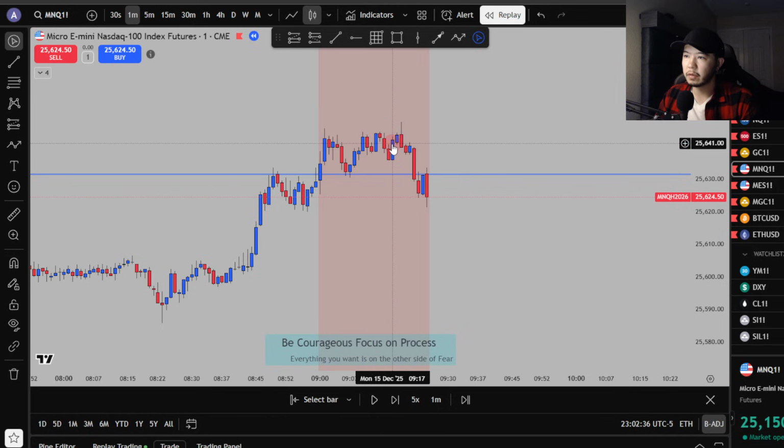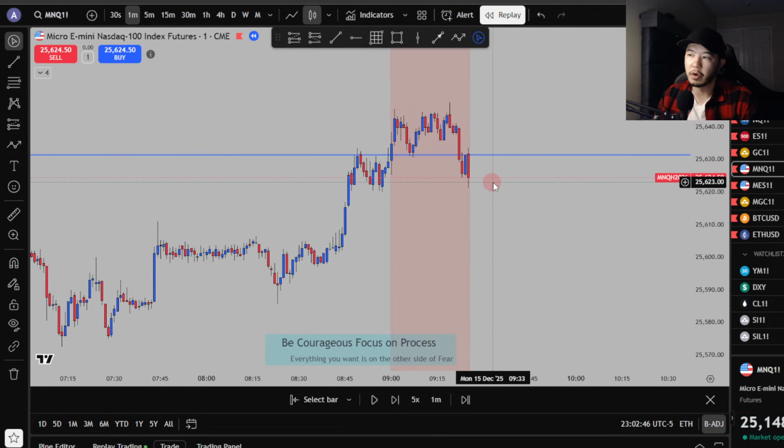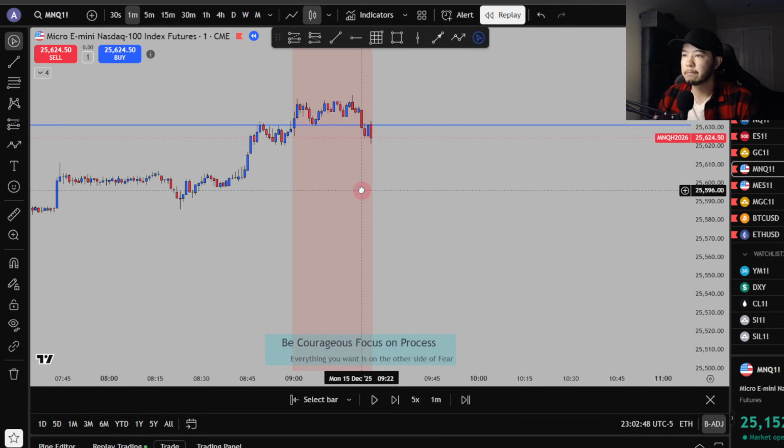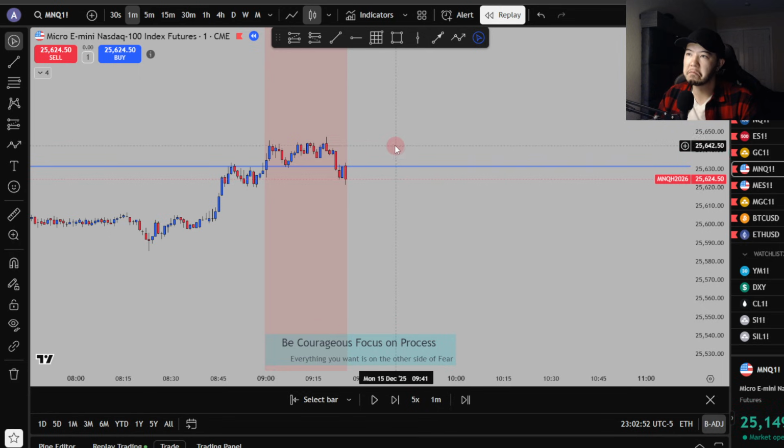So we closed below it. We engulfed this candle. We inversed this. And then this candle is also bigger than this candle. So you could have technically got in here even before the pre-market open, around 9:25. You can just get in here.